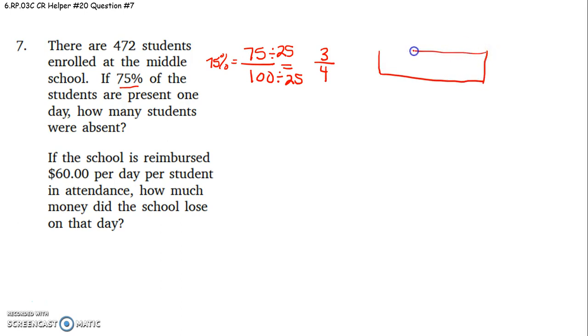So what I can always do is draw a tape diagram now and break that down into fourths. Right? 75% would be 3/4. I know the total number of students at the school is 472. 3/4 of them are present. I'm wondering how many of them are absent. All right, so I'll take my 472, divide it by 4.